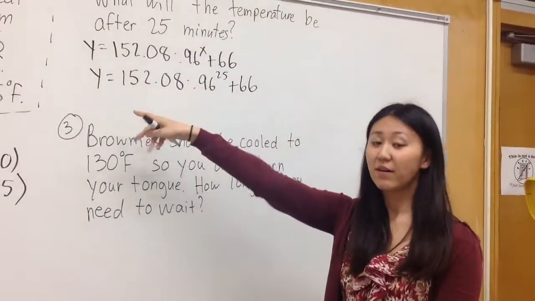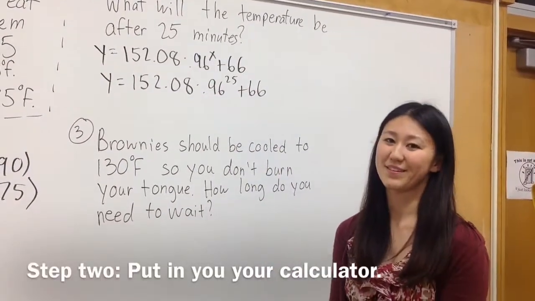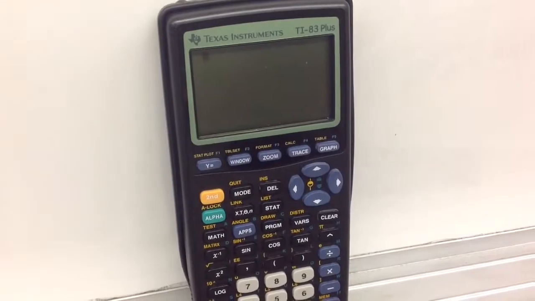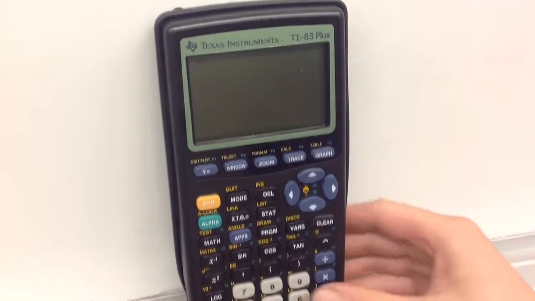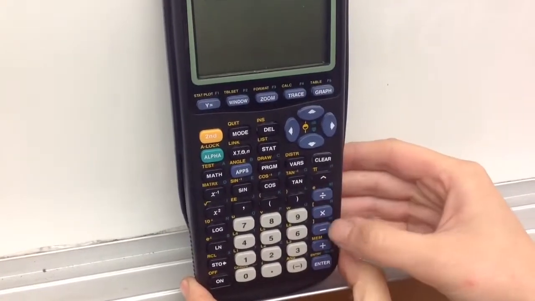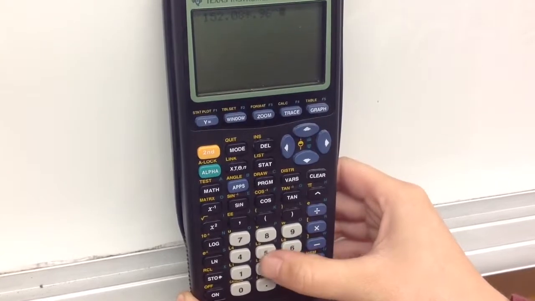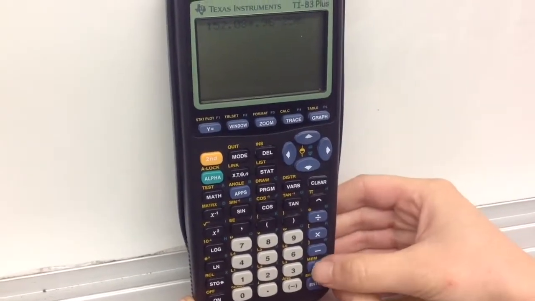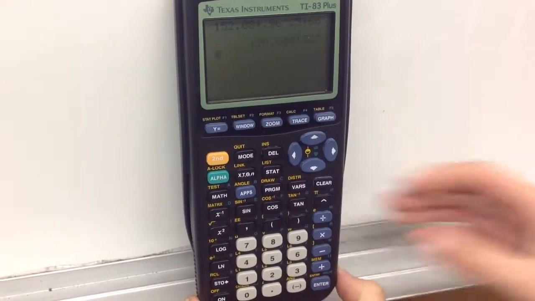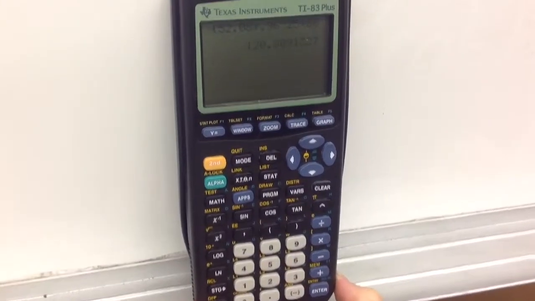Because the y is by itself, all I need to do here is just plug this into my calculator and I'll have my answer. So now we're going to plug it into the calculator. I have 152.08 and I'm multiplying that by the 0.96 to the 25th power, and then plus the 66. As you can see, I didn't need to put any parentheses in there, it's just as it is.